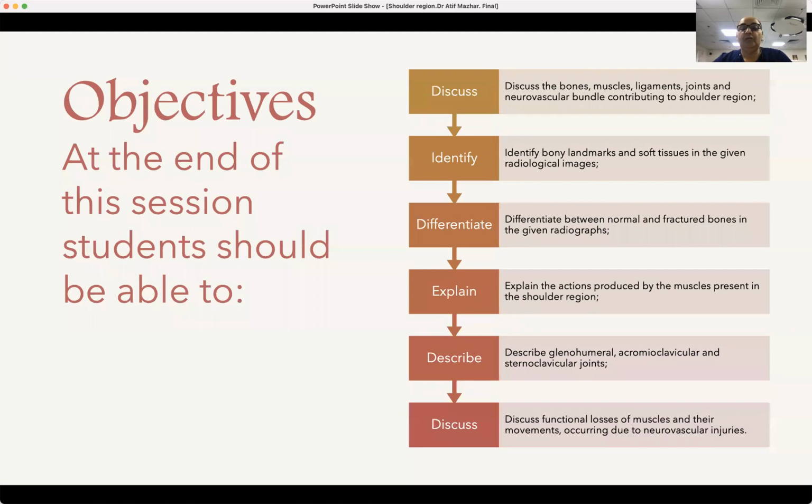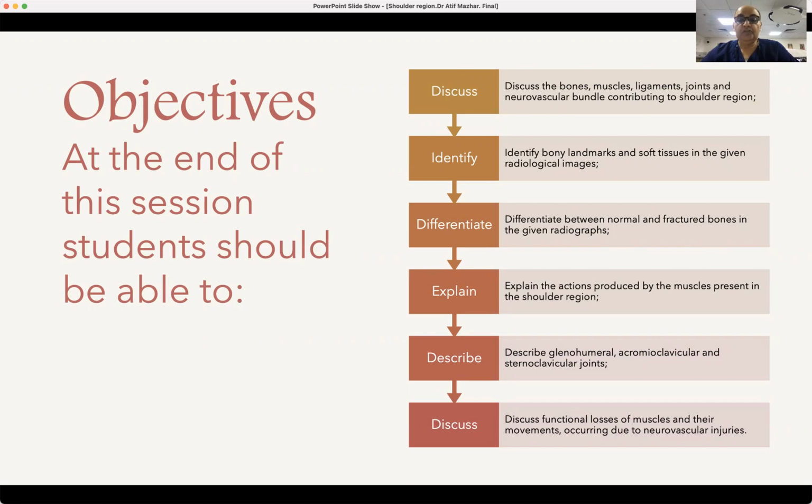Then we are expected to identify soft tissue and the bony landmarks on radiographs. We are expected to differentiate between a normal and a fractured bone within the given X-rays. And we should be able to explain the actions produced by the muscles which are located within the shoulder region.